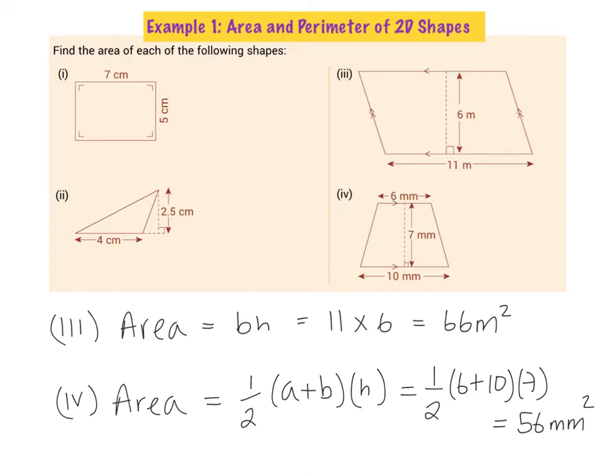So what you'll see here is we got the area of the parallelogram is the base by the height, 11 by 6, and then the area of the trapezium is half of A plus B, so 6 plus 10, by the height, which is 7, so half of 6 plus 10, which is 16, by 7 is 56 millimeters squared.